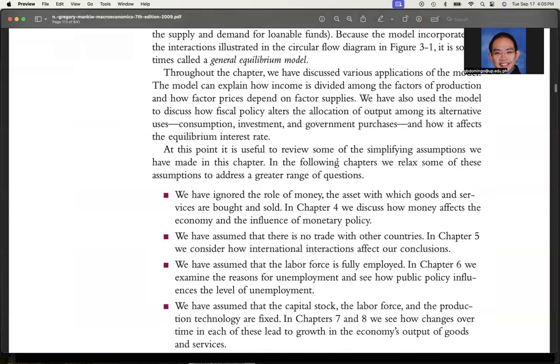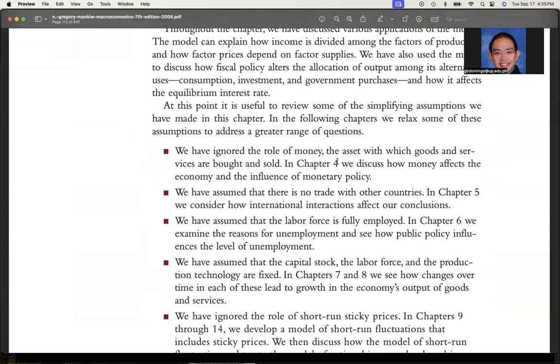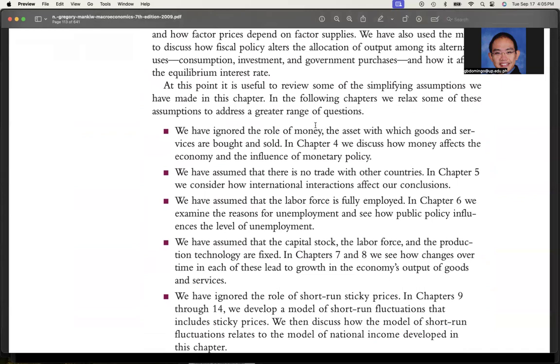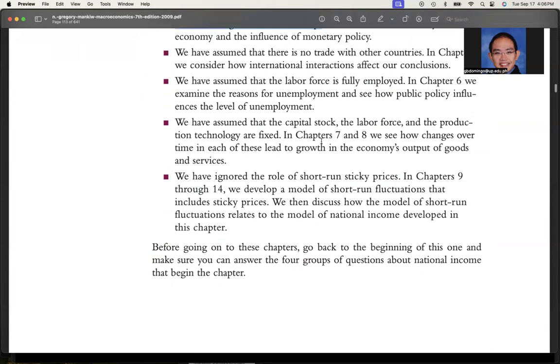All right, so we have arrived at the conclusion. I invite you to read this. There's a bunch of simplifications that we've done, which we have not addressed yet. And in chapter 4, we will go now to the role of money and what determines the price level. So now we'll expand our GDP determination model into a determination of prices and inflation as well.